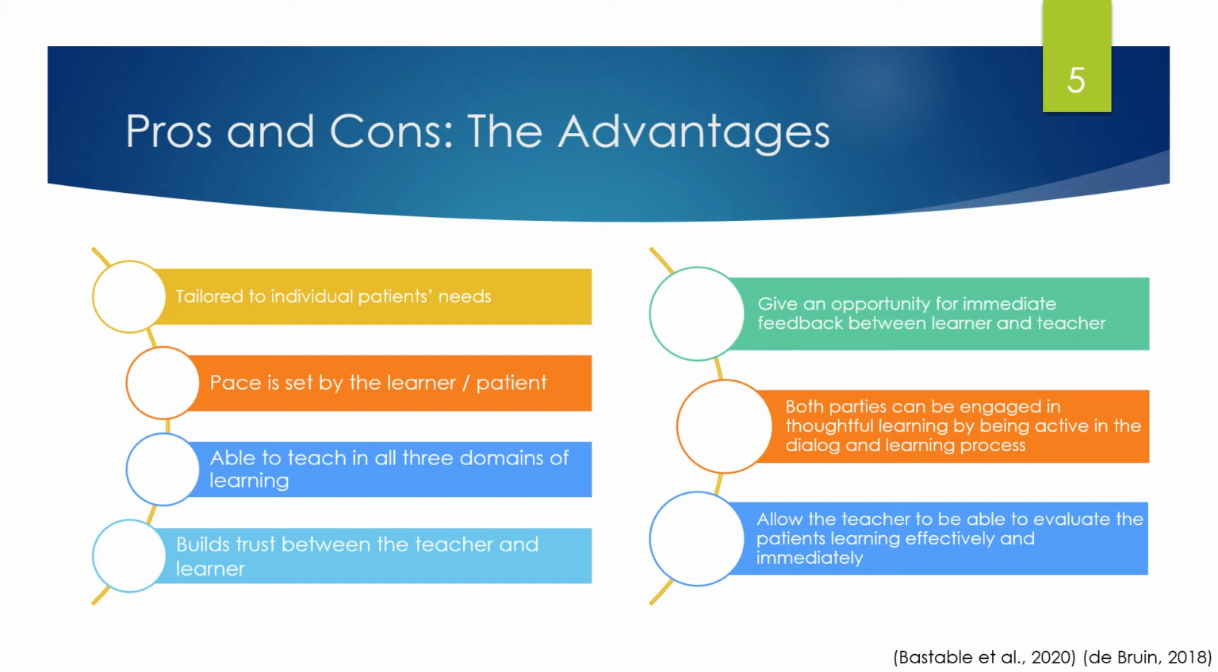One-to-one instruction also allows trust to be built between the teacher and learner since it's such an intimate setting between only two people. And because it is one-to-one between only two people, this also allows immediate feedback between the educator and learner. Now, both parties can be engaged in thoughtful learning by being active in the dialogue and learning process.